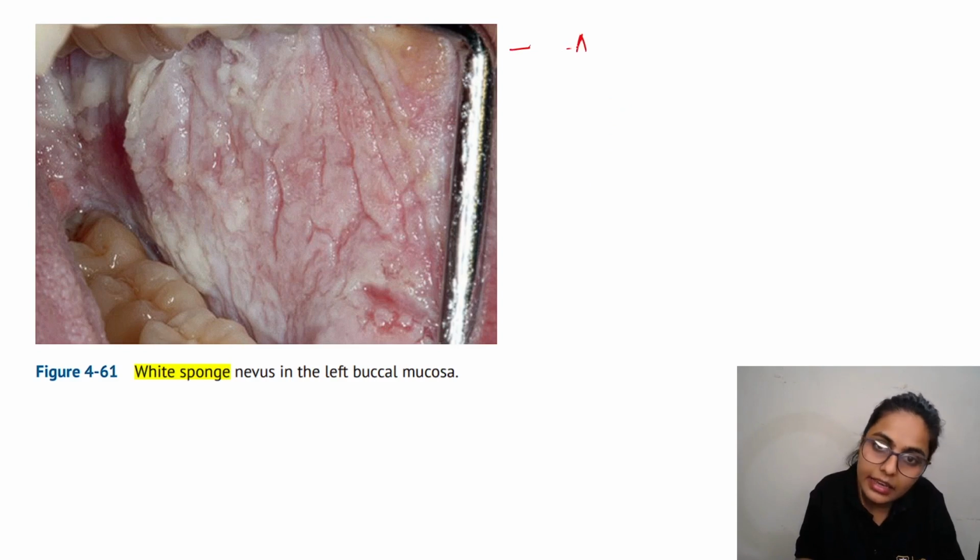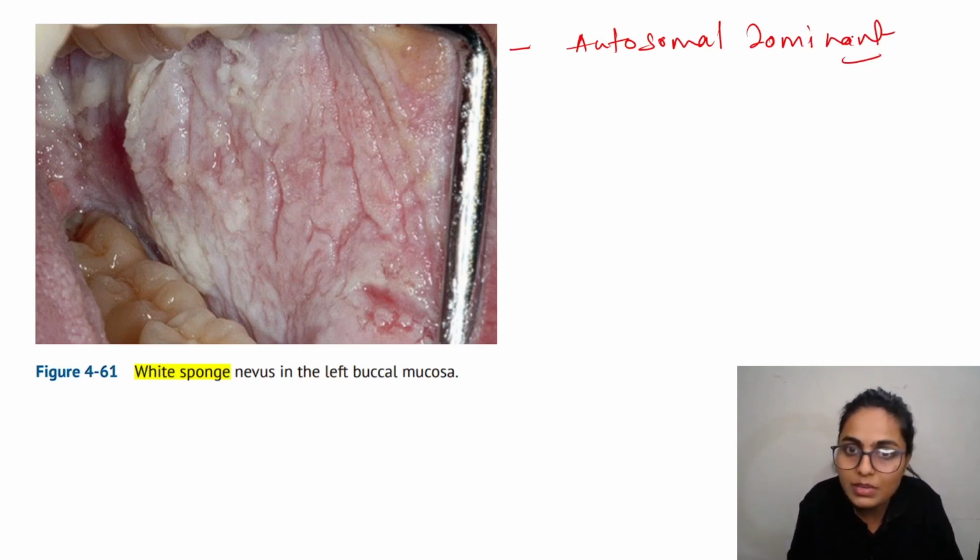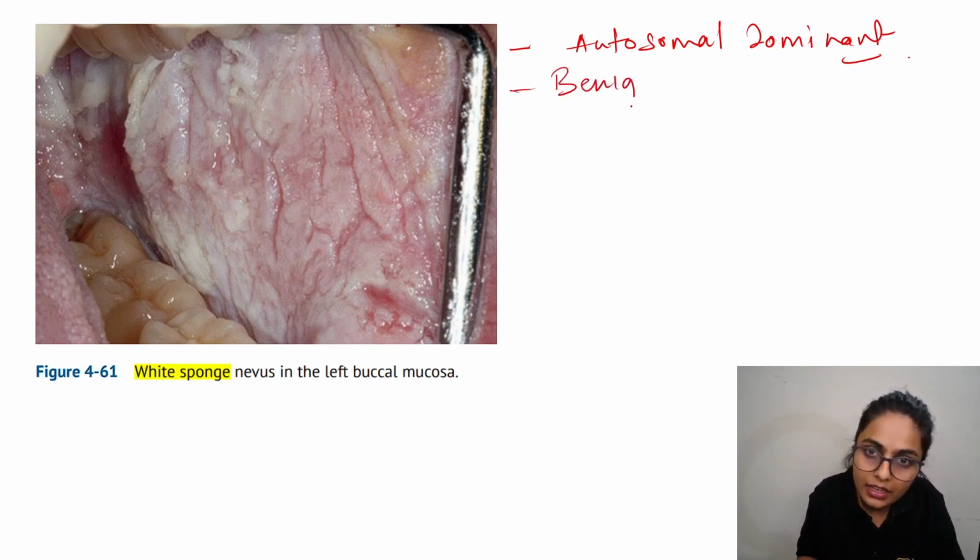It is an autosomal dominant disease. These questions can also be asked. It is autosomal dominant, and it is benign in nature.